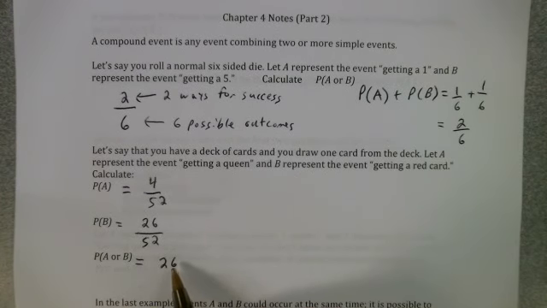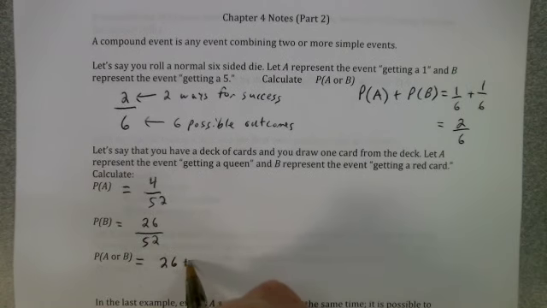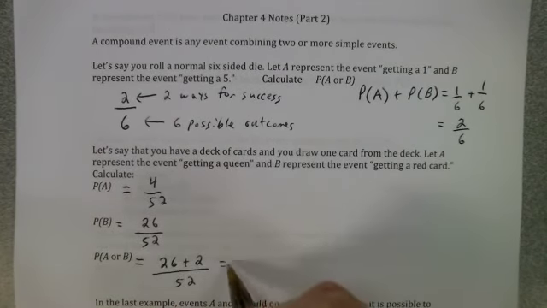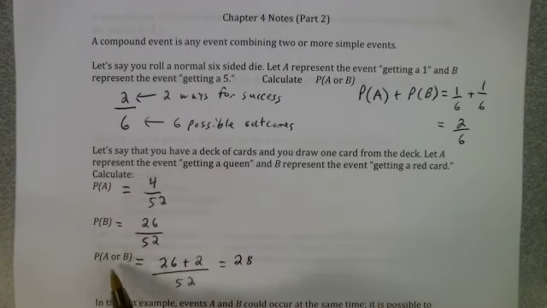Now, but those 26 red cards include 2 red queens. This covers the Queen of Hearts and the Queen of Diamonds. There are 2 queens left over. The 2 black queens, the Queen of Spades and the Queen of Clubs. So there are 28 winning cards out of 52 total cards. So the probability of getting a queen or a red card is 28 out of 52.